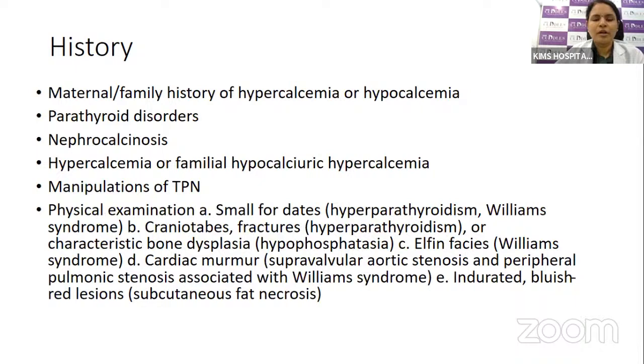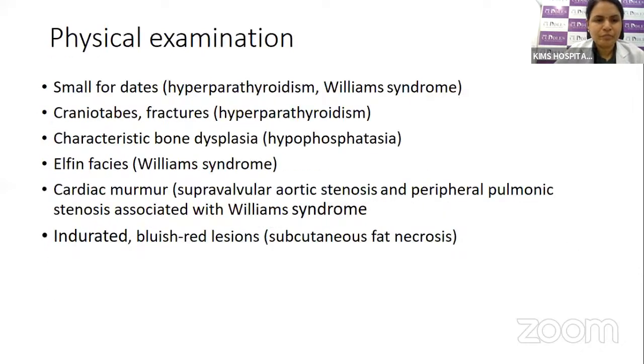Physical examination would be focused on seeing whether the baby is SGA, whether the baby has craniotabes or fractures. This can be seen in hyperparathyroidism. And characteristic Elfin faces, which would be seen in Williams syndrome, presence of cardiac murmur, again for Williams syndrome, supravalvular aortic stenosis, or peripheral pulmonic stenosis seen with the same condition. Indurated bluish-red lesions can be seen with subcutaneous fat necrosis.